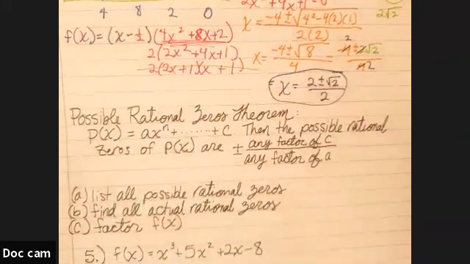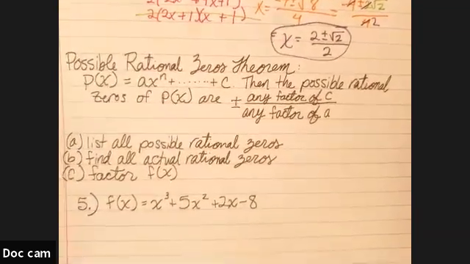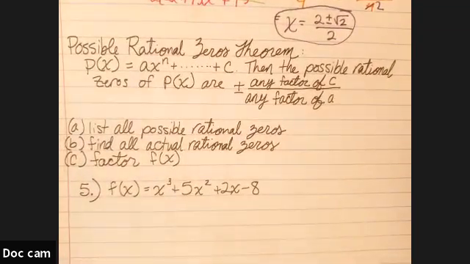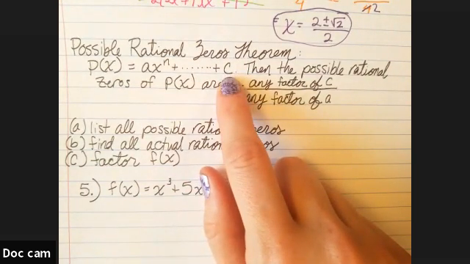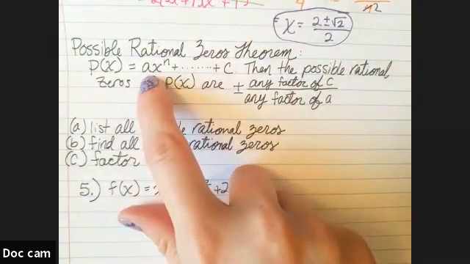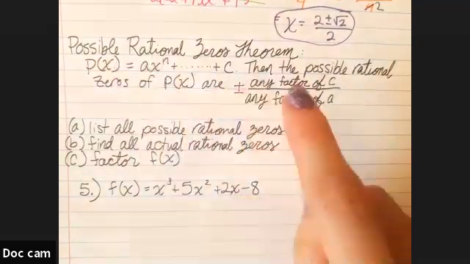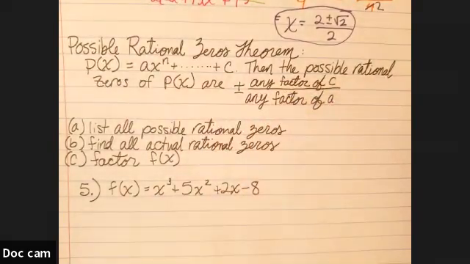All right, next up is the possible rational zeros theorem. So this is just a way of figuring out all of the possible rational zeros for a polynomial. First of all, it's going to be any factor of c, where c is the constant term on the end of the polynomial, so the one that doesn't have any x or any variable with it. And then a is the leading coefficient. So any factor of c over any factor of a.